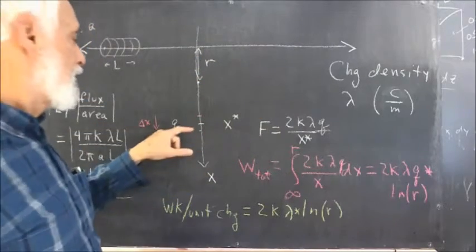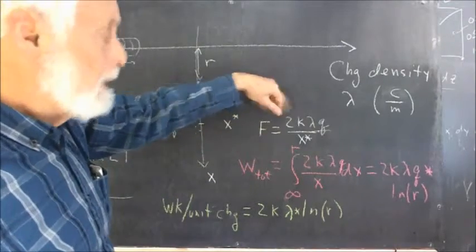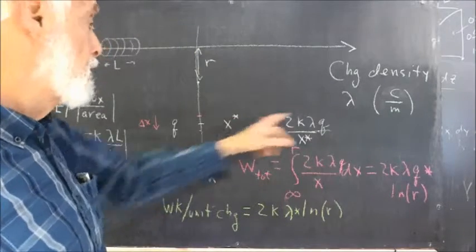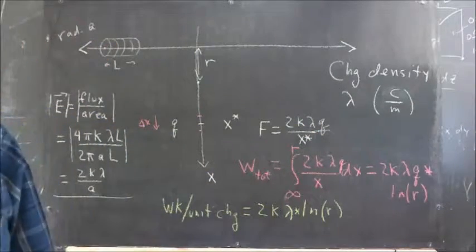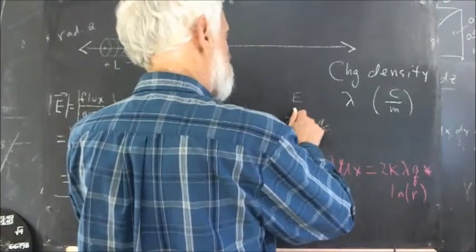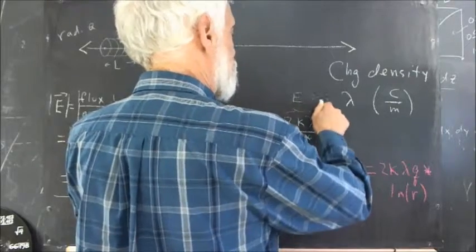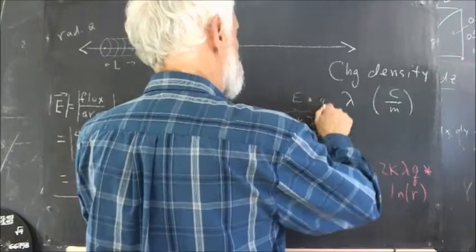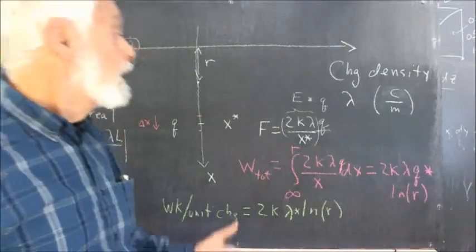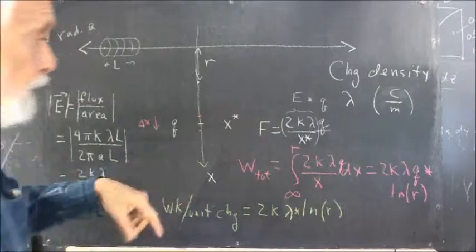Okay, at position x star, the force is equal to the electric field multiplied by the charge. The electric field is this part of the expression, and the Q is this expression. Remember, the electric field is the force per unit of charge. We multiply that by the charge and we get the force. So that's the force at this position.